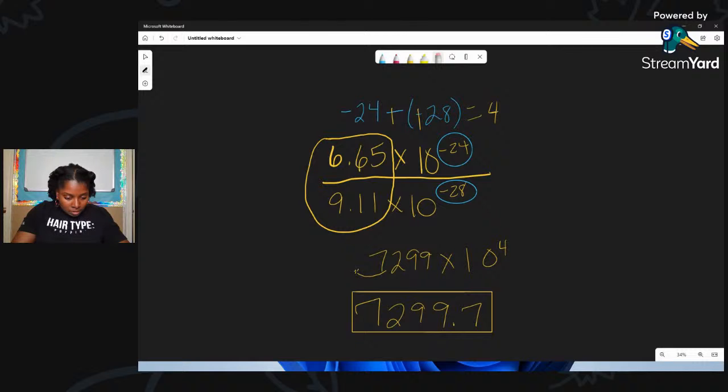Who else? There was somebody in the chat. Just the wording of the question confused me. I also forgot what standard form was. Yeah. So standard form, I almost forgot too, girl. So standard form just meant write it as a regular number. Don't put it in scientific notation. So no exponent. And then that times meant, okay, we're going to divide to figure this out.